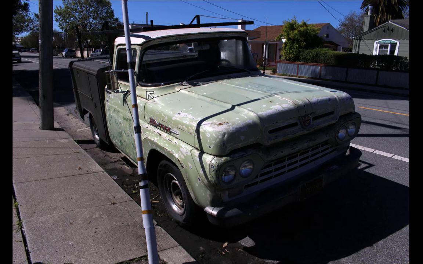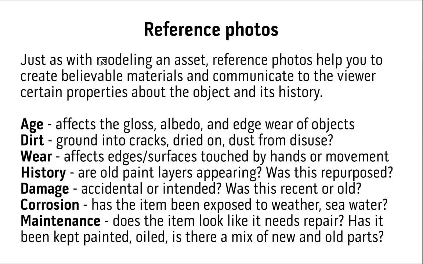Let's have a look at some of the things that a finish like this can tell us about an object. So just as with modeling an asset, you can create believability in your object, and not only that, but communicate intuitively, rapidly, accurately to the viewer certain properties. The age, that affects the gloss. It affects the albedo, the color, particularly if it's been exposed to the sun. It may have faded.